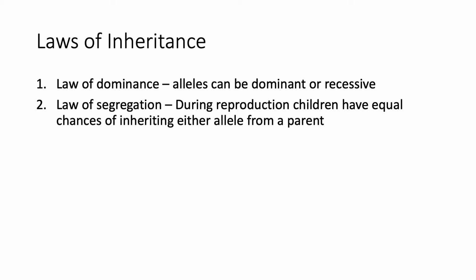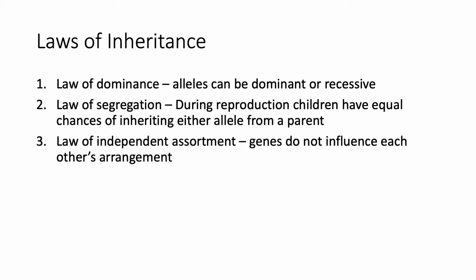Next, there's the law of segregation, which states that a child is equally likely to inherit either of their parents' alleles. Finally, we have the law of independent assortment, stating that genes do not influence each other's arrangements. This is a rule we'll use later in this lecture when making dihybrid crosses, but you'll see what that is in a few minutes.